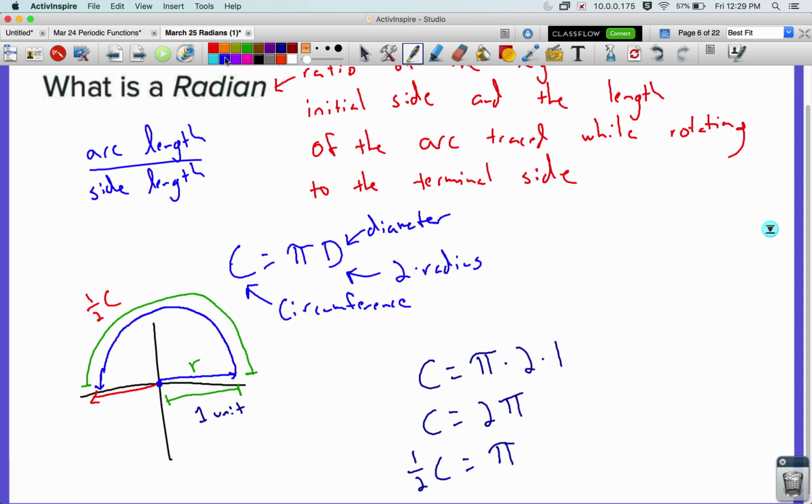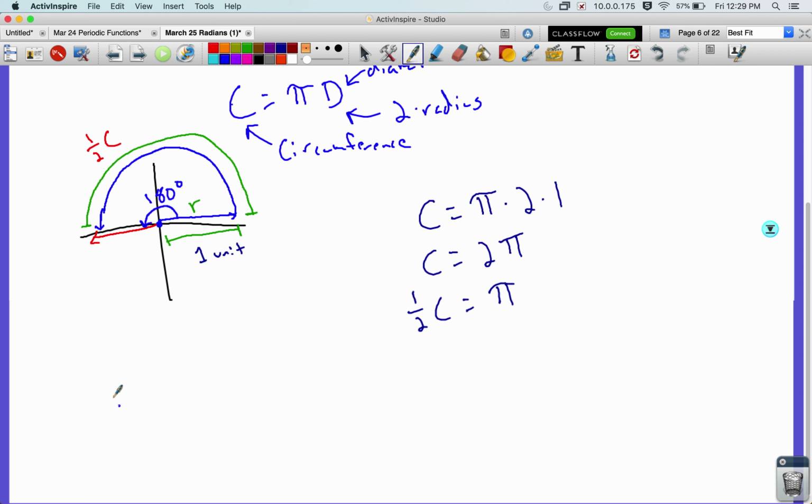All right, but we knew, just because we know a thing or two about degrees, that this was 180 degrees. And so this is a really convenient conversion to memorize, is that 180 degrees is equal to pi radians.